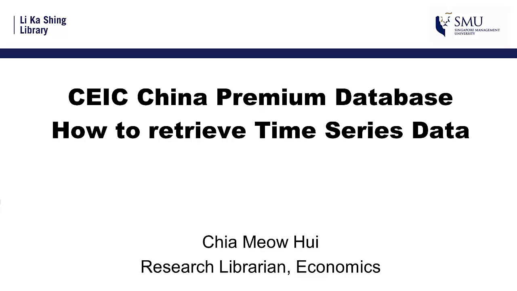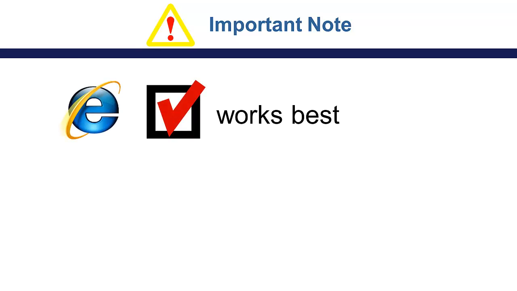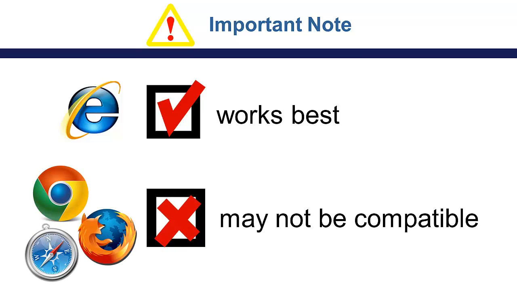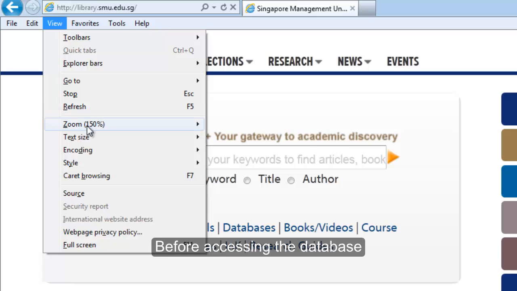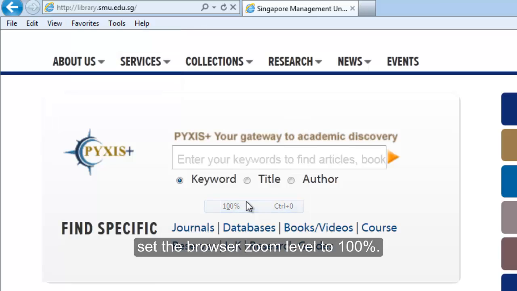This video shows you how to retrieve time series data from the CEIC China Premium Database. CEIC works best with the Internet Explorer browser. Browsers such as Chrome, Mozilla Firefox and Safari may not be compatible. Before accessing the database, set the browser zoom level to 100%.